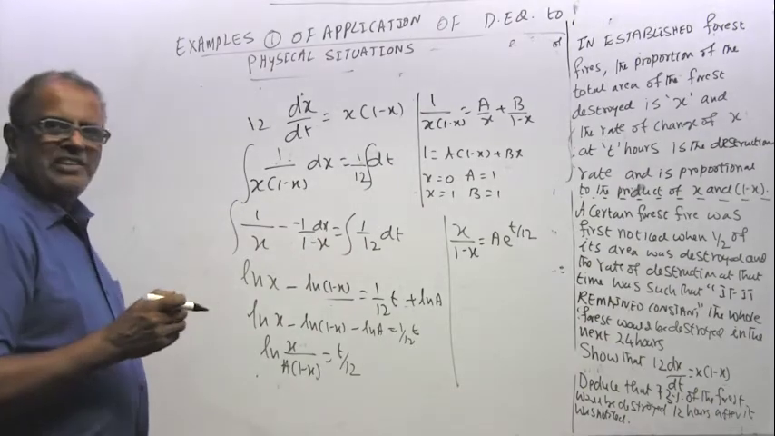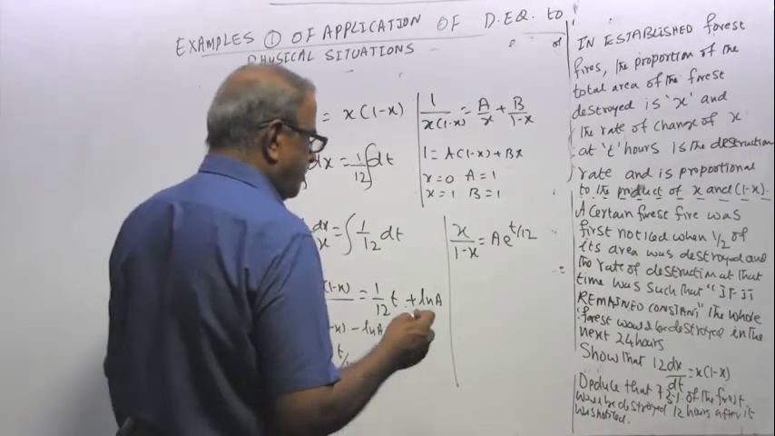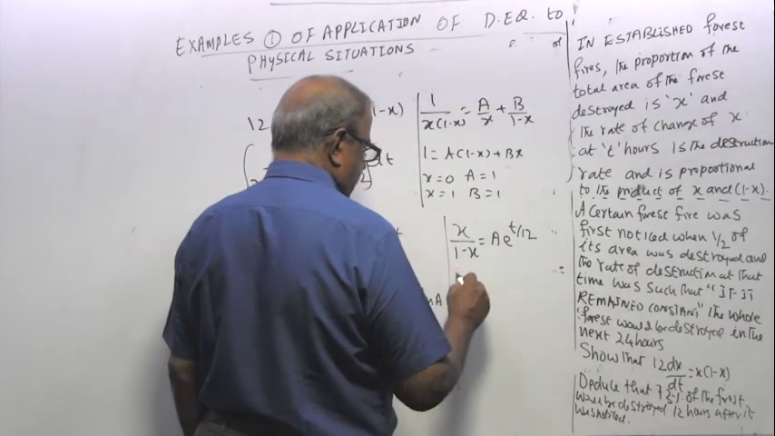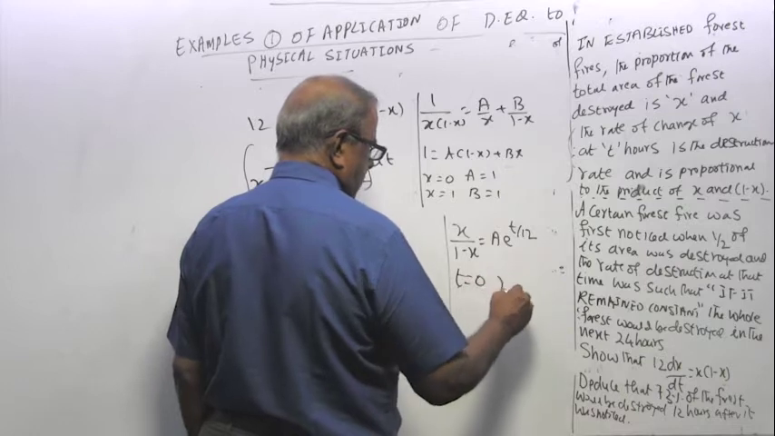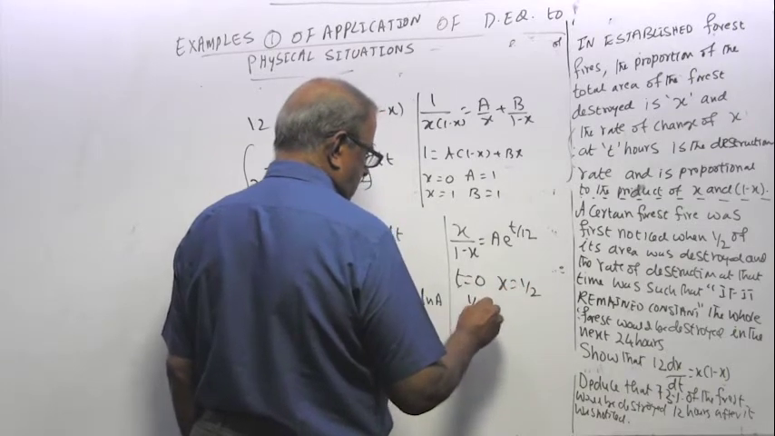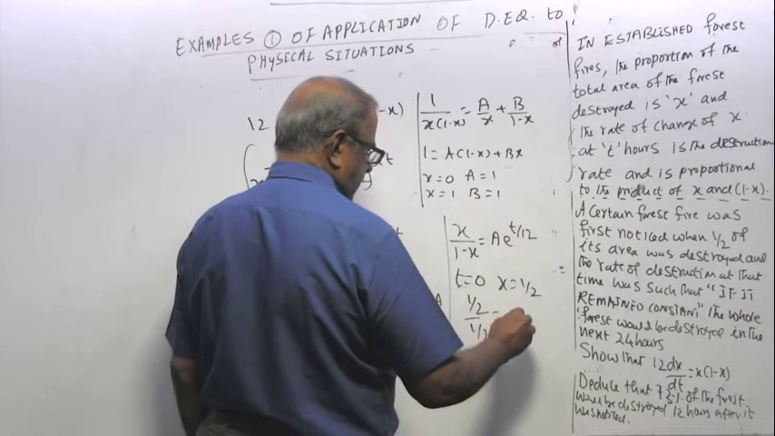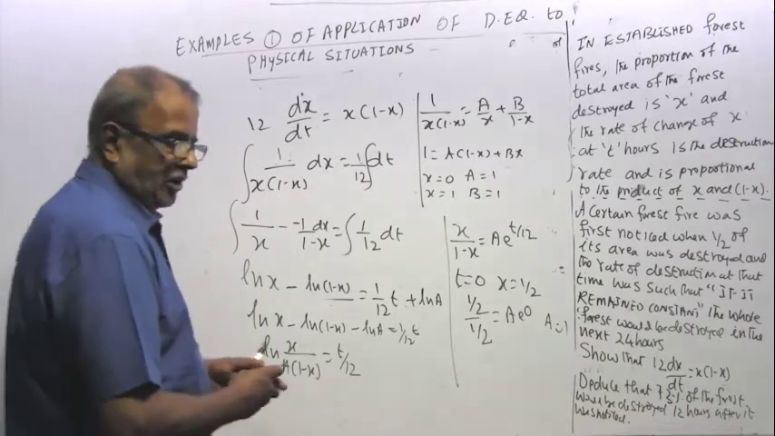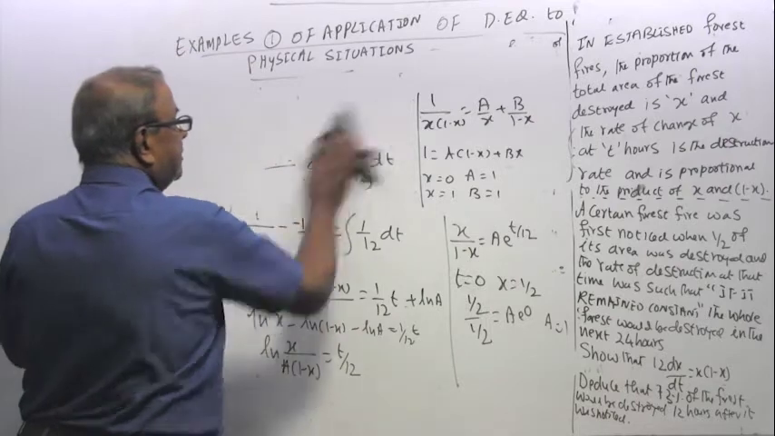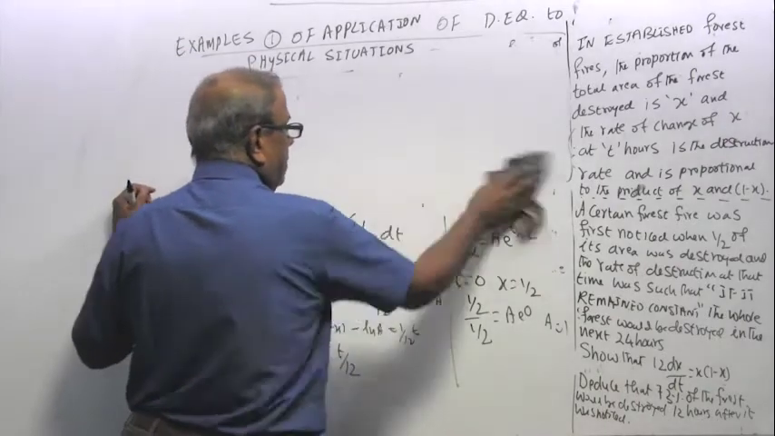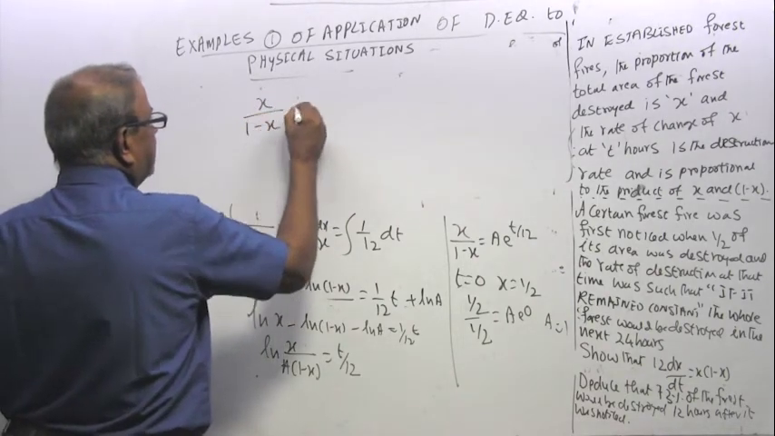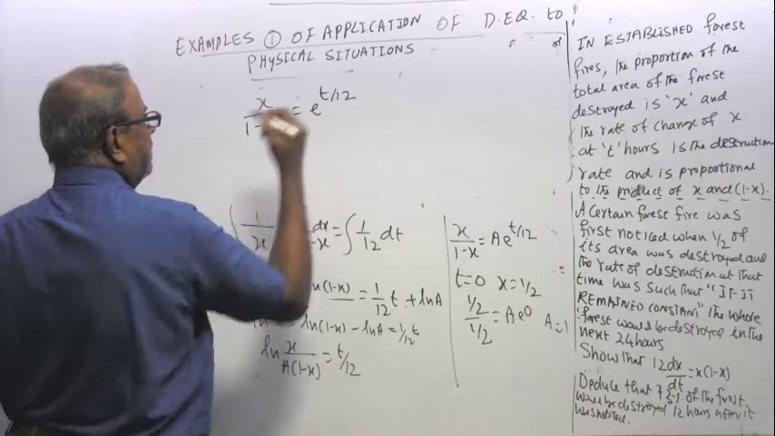Let's make x the subject. It's easier that way. So at t equal to 0, x is equal to half. So half over half is a power 0, so a is 1. So once I got that, I can remove all this because I'm still solving the differential equation. So therefore, my final solution will be x over 1 minus x equals e power t over 12.